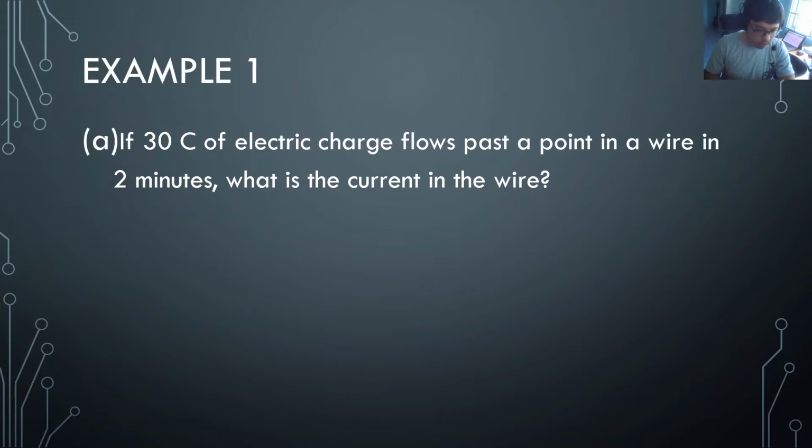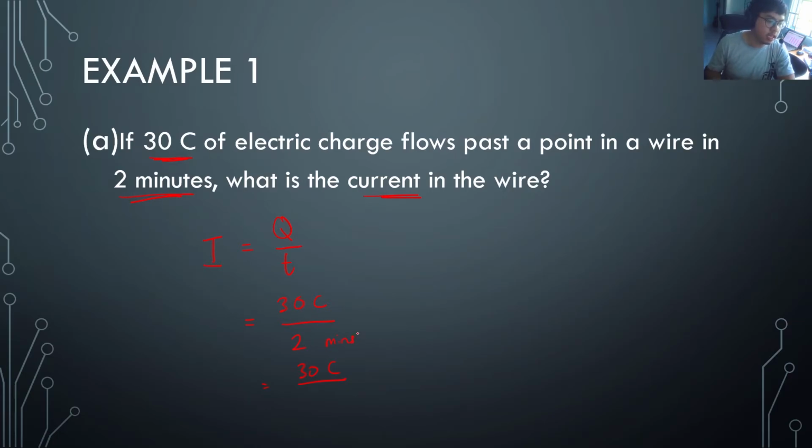Let's do an example to show how to use the formula. You have an electric charge of 30 coulomb and it flows past a point in a wire in 2 minutes. What is the current in the wire? The formula for current is I is equal to Q over T. Charge is 30 coulomb. What about the time? 2 minutes.